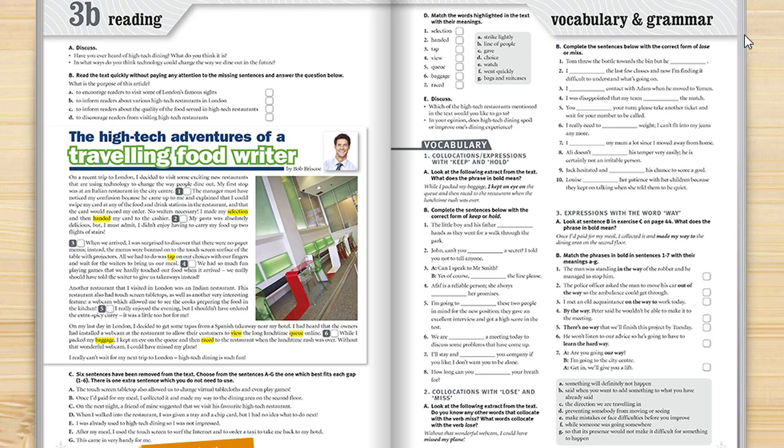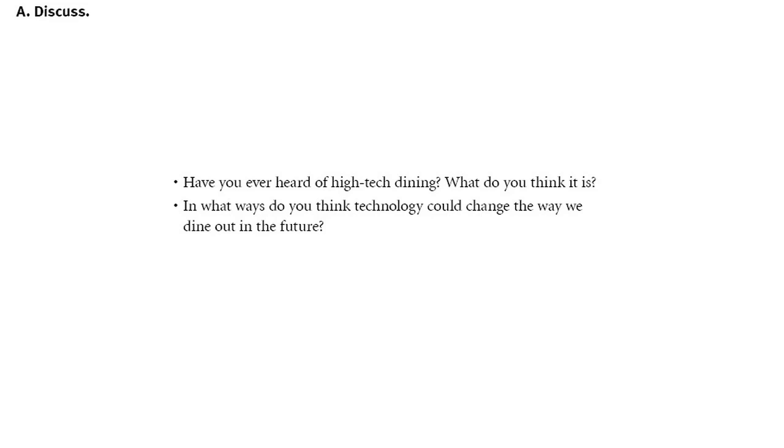(3B) Reading. A. Discuss. Have you ever heard of high-tech dining? What do you think it is? In what ways do you think technology could change the way we dine out in the future?